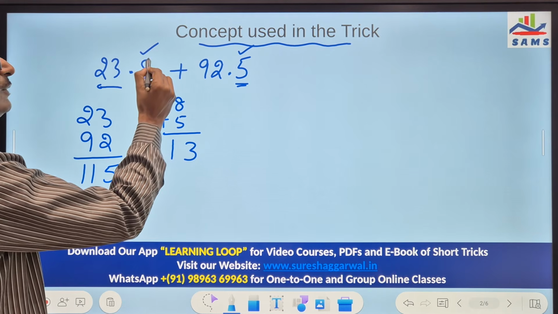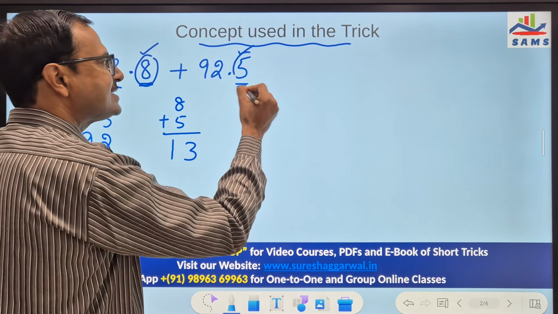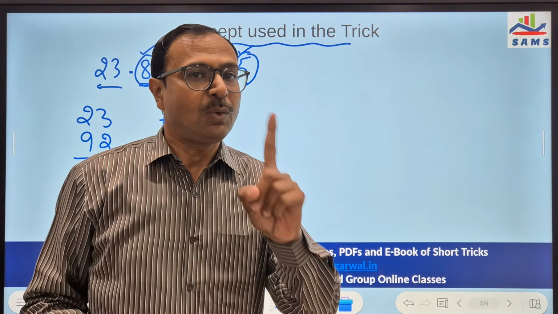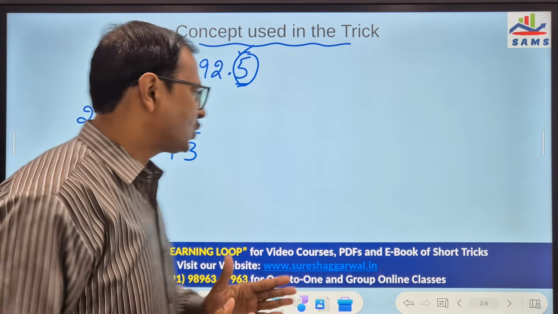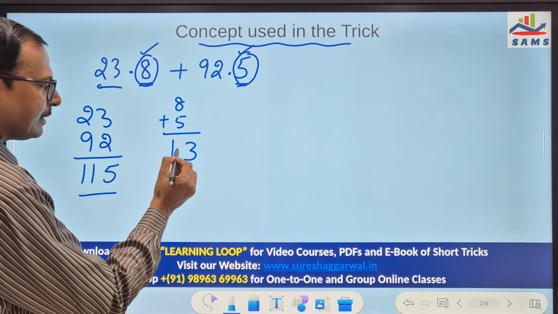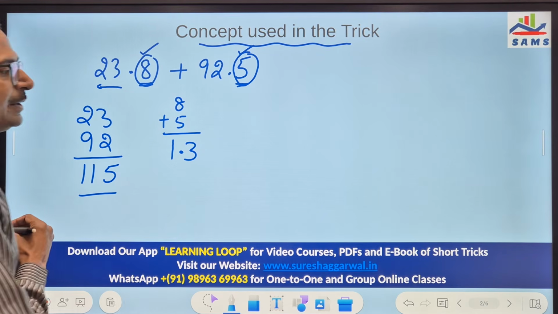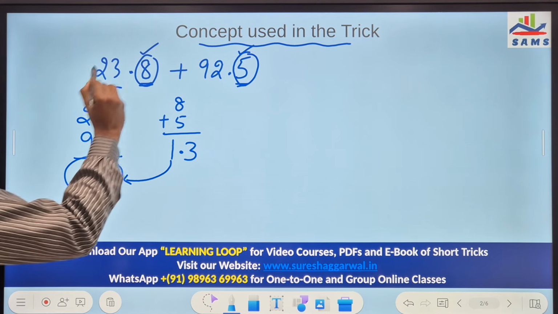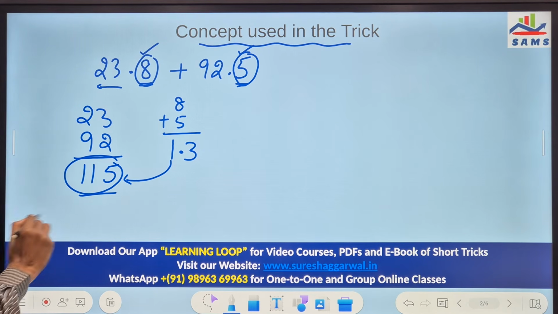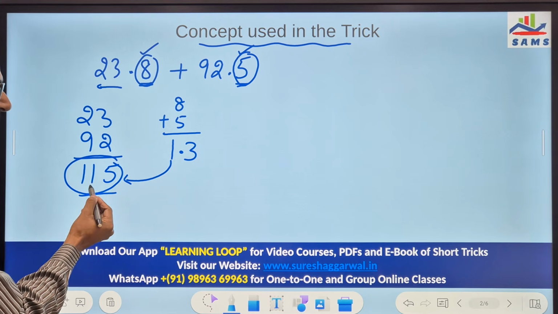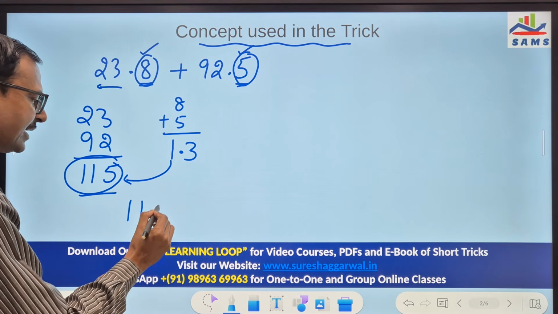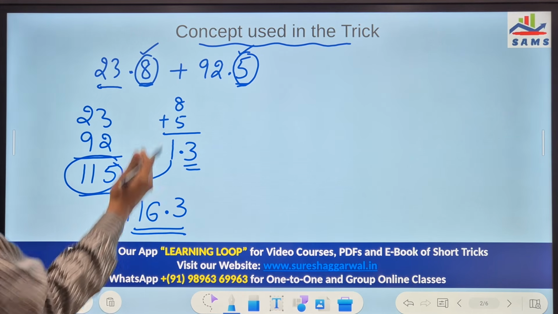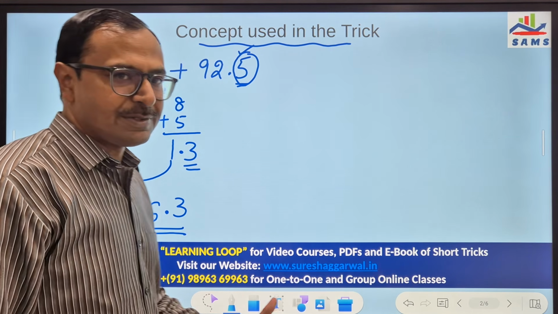Now since we have only one decimal place here and one decimal place here, your answer for this addition problem will also have one digit after the decimal. So this 13 becomes 1.3, and the whole number part gets added to the sum of the two whole number parts here, 23 and 92, which was 115. So 115 plus 1 becomes 116, and the 0.3 retains its place, giving you the sum of these two numbers.